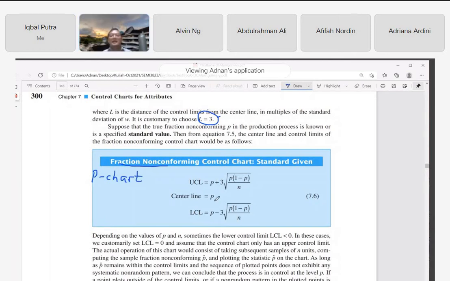See the central line here, P. Depending on the book, sometimes they put it as P bar, because we want to take the average. Different books sometimes use P bar, which is the P average. Here is P bar plus 3 times the sigma, this is the sigma P.